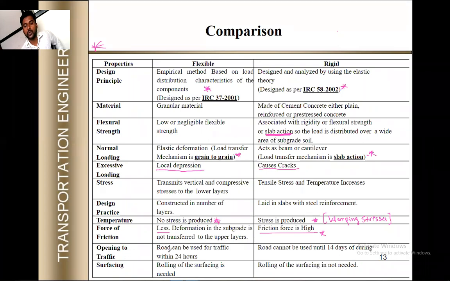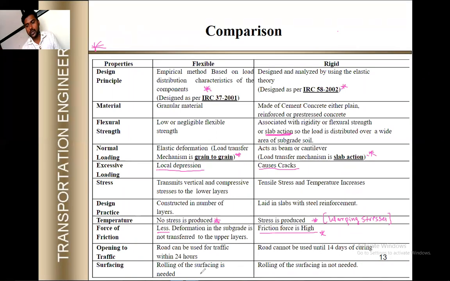Opening to traffic: the flexible pavement can be used within 24 hours, but in the rigid pavement we need to go for curing of the road, because we need to do the curing on concrete roads. After the curing only can we use the rigid pavement. So it takes at least 14 days.